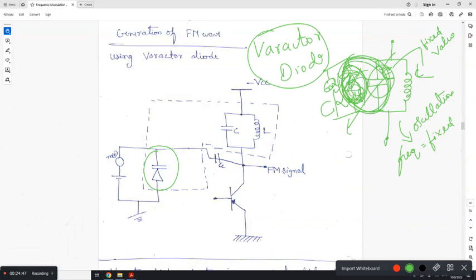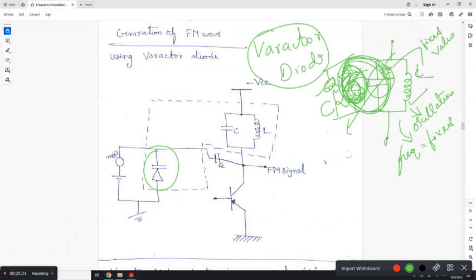And when this capacitance varies, what will happen to the output frequency of the oscillator? It will also vary. So as per the instantaneous value of your message signal, at the same time the instantaneous value of the frequency of oscillation also will change. Yes or no? That's what FM is, nothing else. So we generated our frequency modulated wave by using a varactor diode.